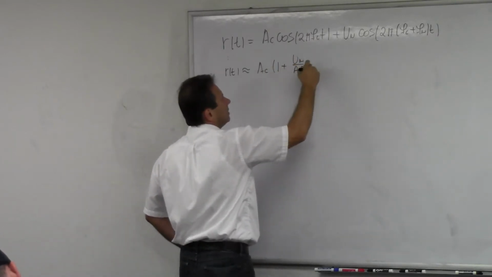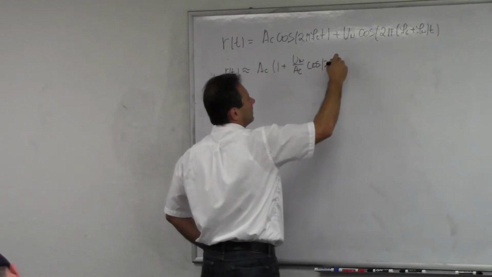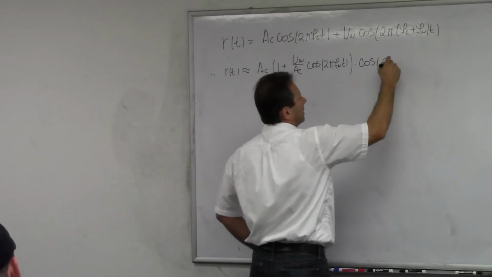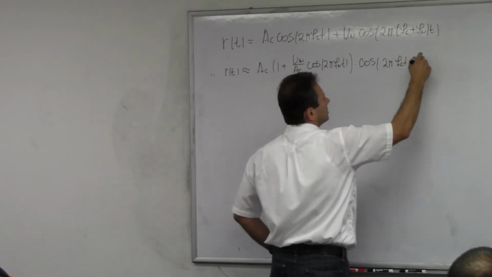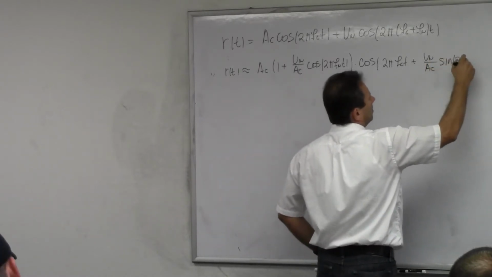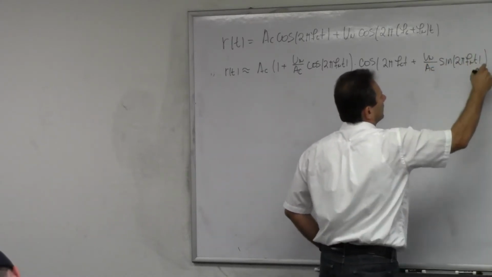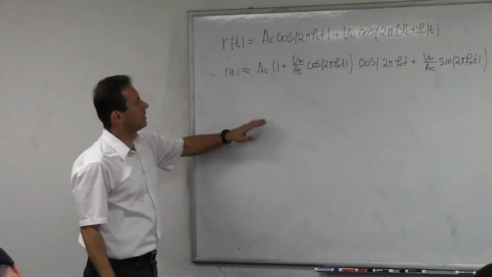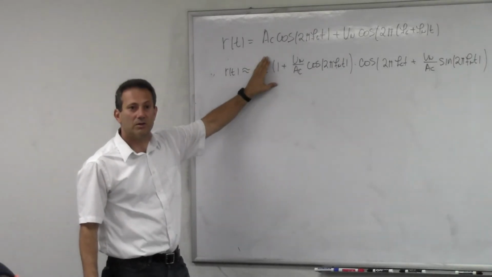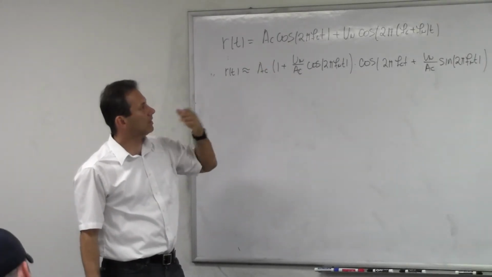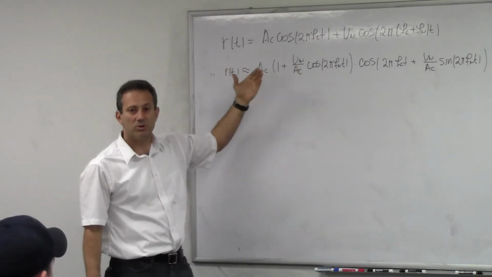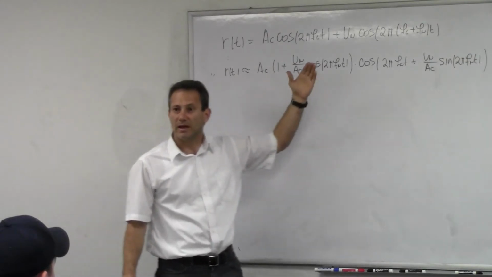AC cosine 2 pi Fn T, times cosine 2 pi FC T, plus UN over AC sine of 2 pi Fn T. So that's what happens when you have a small parasitic component in the vicinity of the carrier. You look at this and say, oh my God, what happened here is the parasitic component caused this signal to be modulated both in amplitude and in phase.